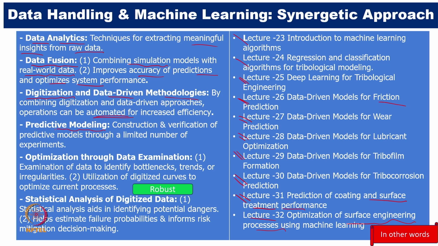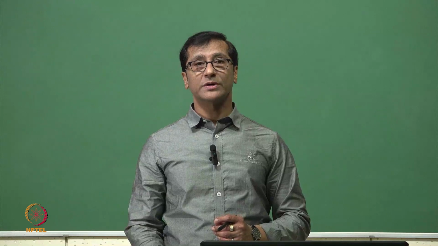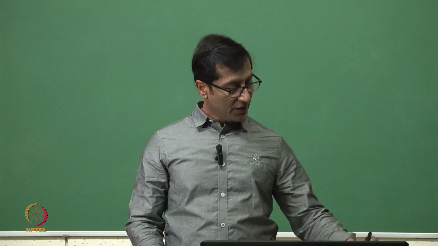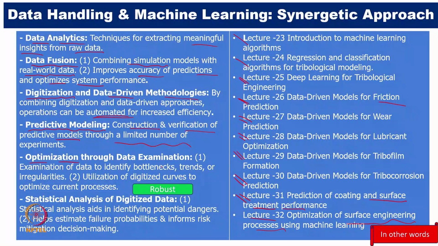We will also be doing predictive modeling because we will be requiring the remaining useful life of the component. So predictive modeling is important. So that's why we'll be doing construction and verification of the models. Of course, with a lesser number of experiments, the way we have learned in lecture 19, the design of experiments. So we'll be using design of experiments in a very effective manner. We will be trying to do optimization, but based on data examination. It's not that we have some model available and we will do the optimization.